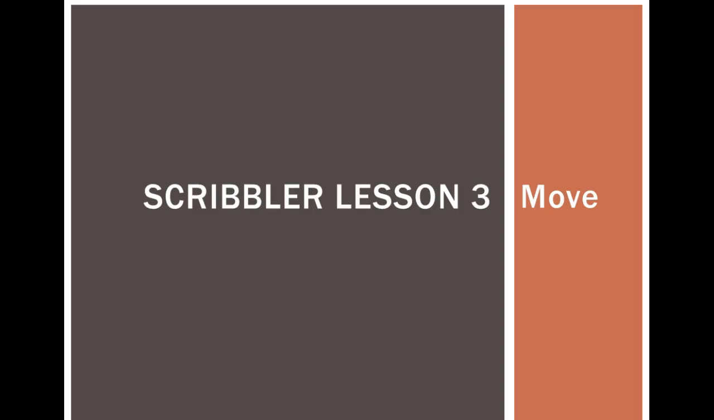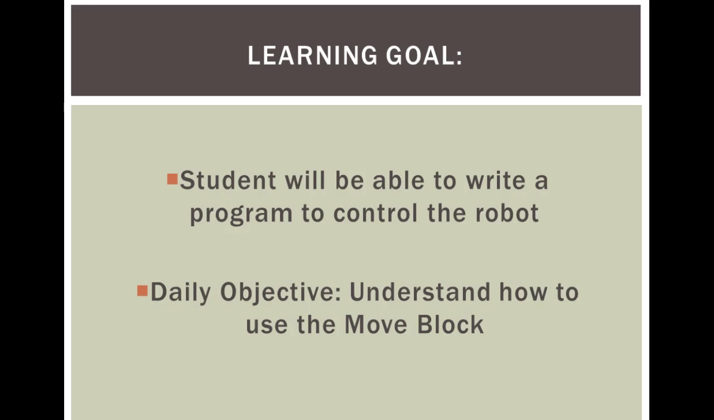Scribbler Lesson 3, Move. You've learned how to create a basic program by programming the robot's lights and sound effects using the LED action block and the sound action block. Now you're going to program it to move. So your learning goal is, student will be able to write a program to control the robot, and your daily objective is to understand how to use the move block.